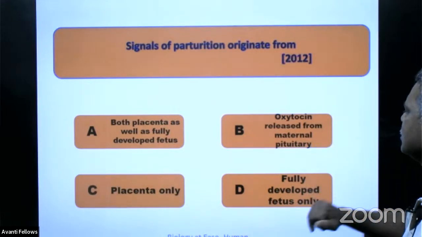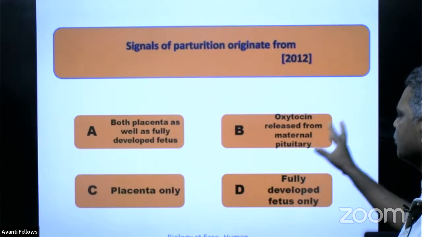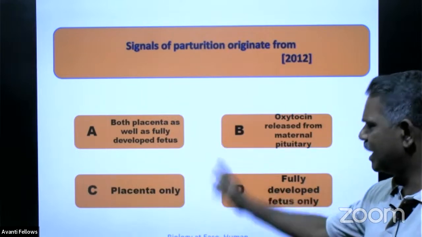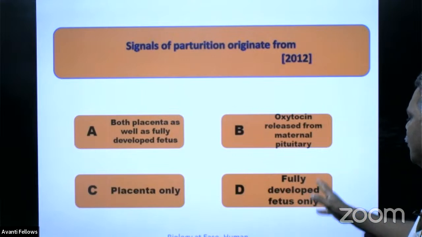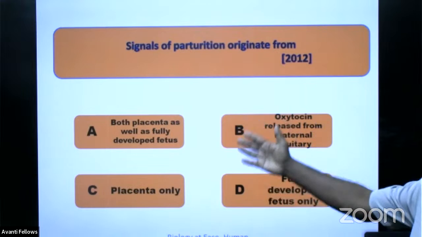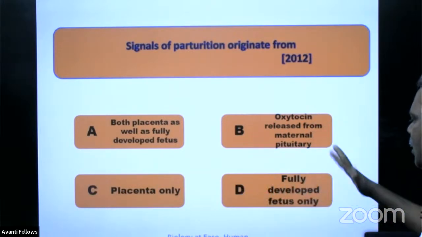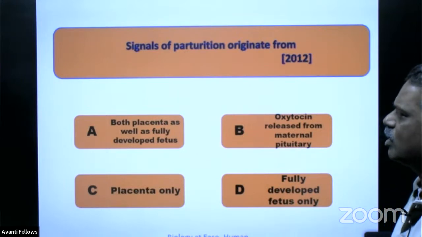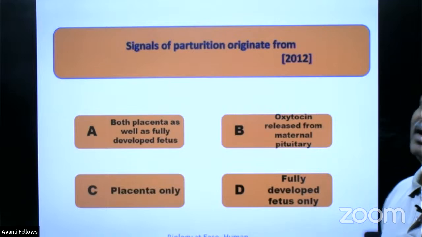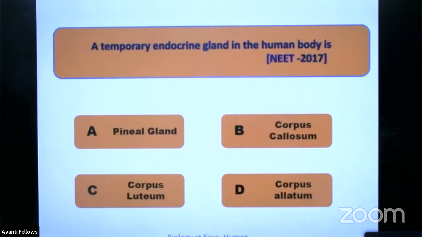And is it from the oxytocin released from the maternal pituitary gland? Option B, oxytocin released from the maternal pituitary gland. Then option C, placenta only. And 3rd option, fully developed fetus only. The first signal of parturition originated from where? Is it from the placenta as well as the fully developed fetus, or oxytocin released from the maternal pituitary gland, or the placenta only, or fully developed fetus only? There are 4 options given, A, B, C, and D, and find out the correct answer from these options.